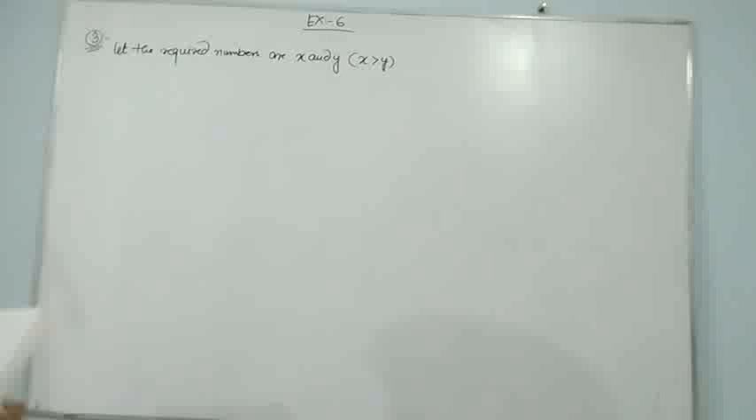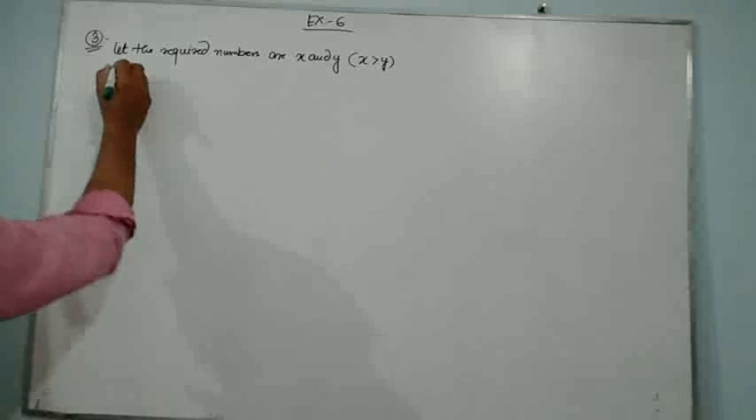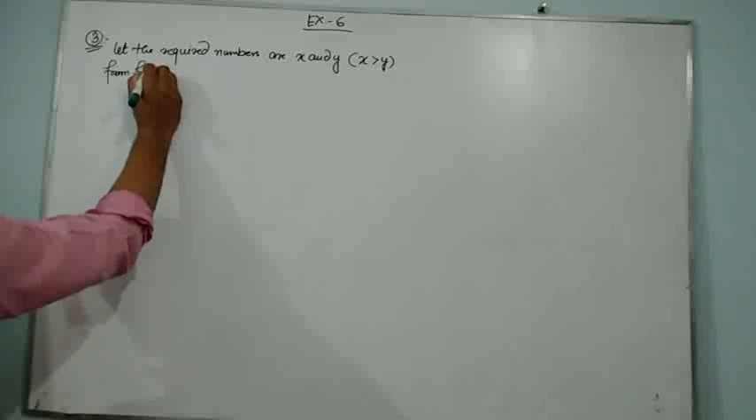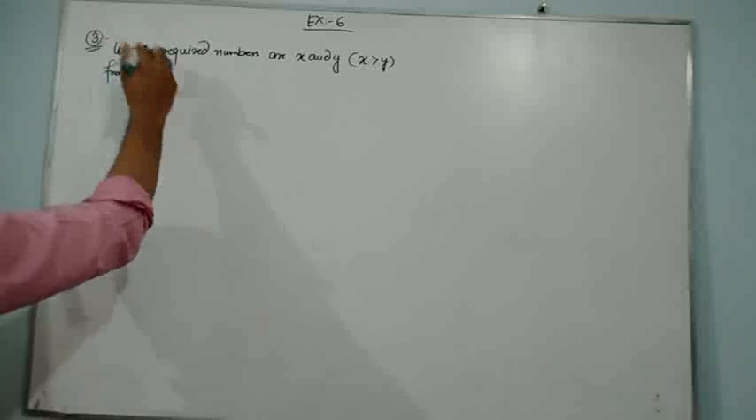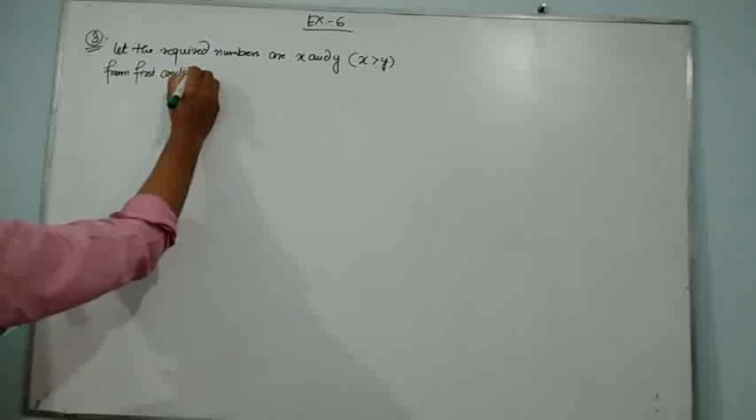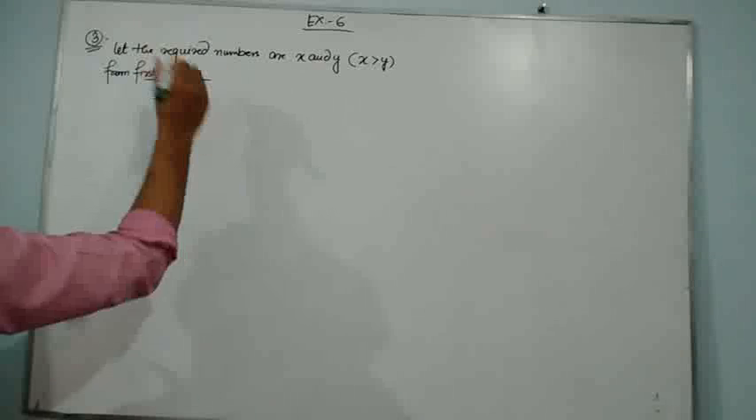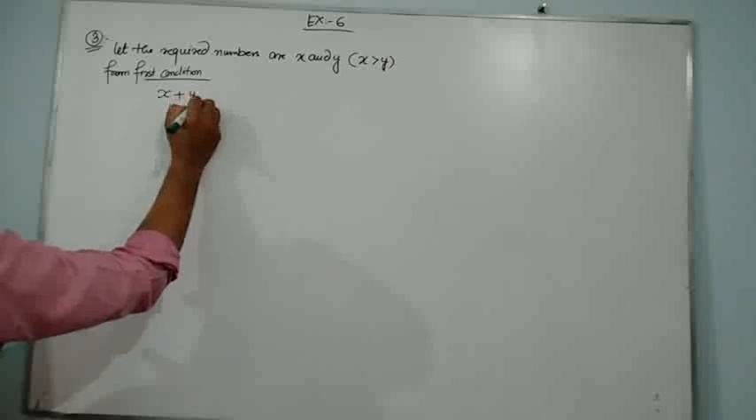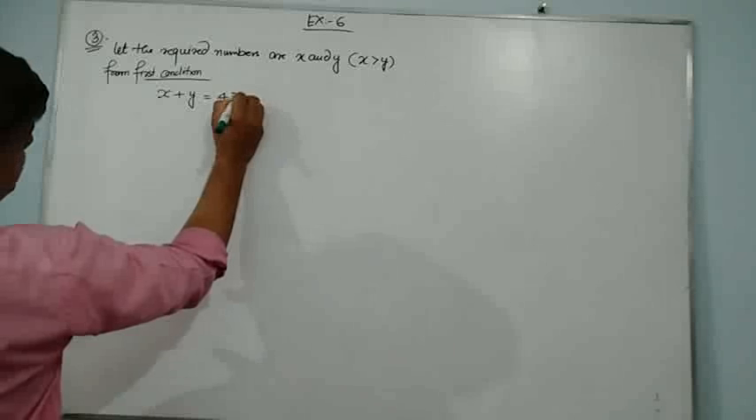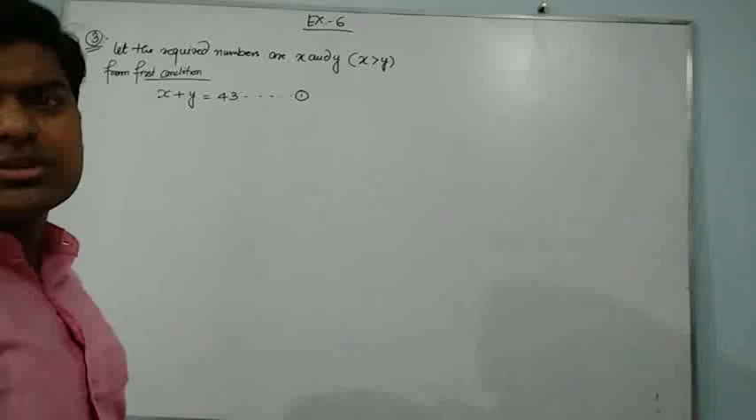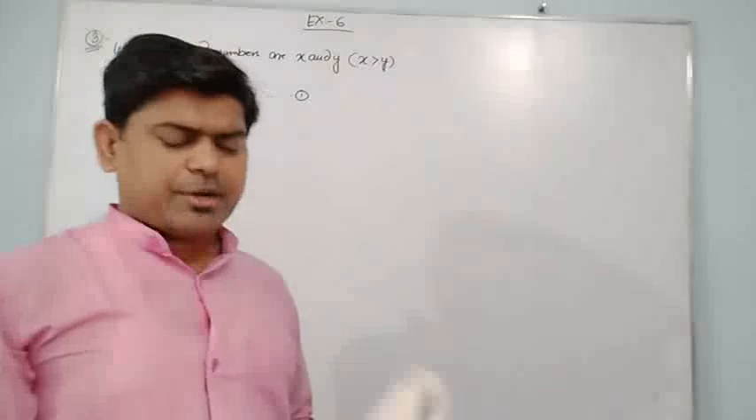Now from the first condition, what is the first condition? The sum of these two numbers means x plus y is equal to 43. It has been given very easily. We should not be worried about it.